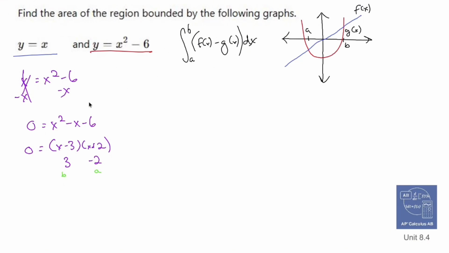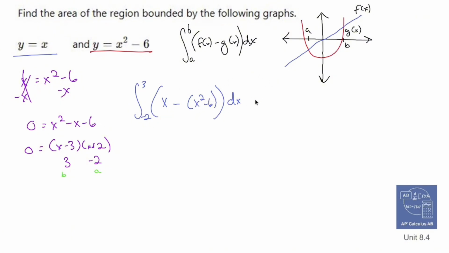And now we have enough ammunition to plug stuff in. So I have the integral from negative 2 to 3 of f of x, which we're calling the linear equation, x, minus g of x, which is x squared minus 6. Now, what if I have that backwards? Then you're going to get the same exact number, but it's going to be negative, and you just have to realize, oh, since I got it backwards, the answer is going to be the opposite, so it's going to be a positive whatever. So if my answer is negative 50, the actual answer is positive 50.